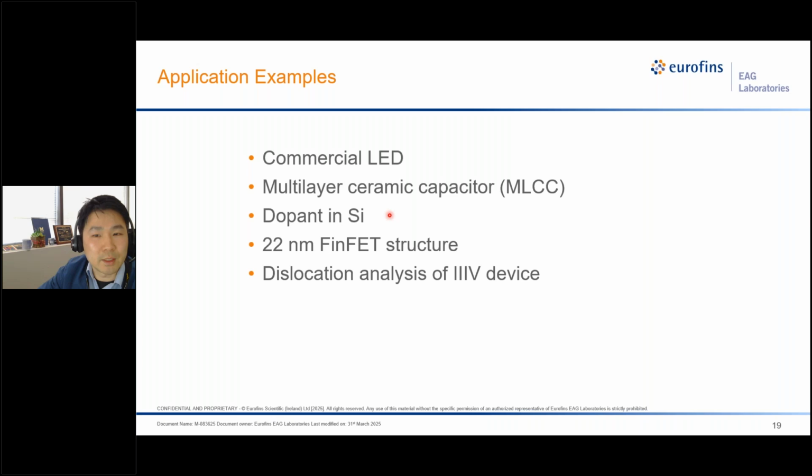I intentionally skipped metrology applications because of the abundance of sample examples available in the literature. Instead, I would like to focus on the analysis of a commercial LED, a multi-layer ceramic capacitor, dopant analysis in silicon, a commercial 22 nanometer FinFET structure, and the dislocation analysis for the GaN device. These are considered more advanced applications for atom probe.